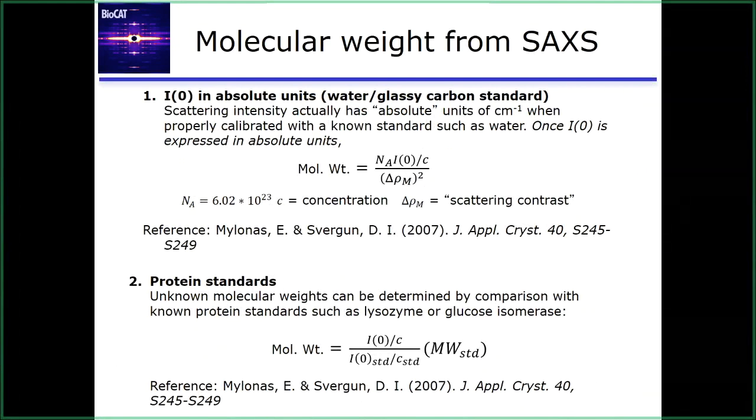The first two that I'm showing here both depend on having an accurately measured concentration. The first one is we can actually calibrate our system, and we do that here at BioCAT, to put the scattering on an absolute scale. If you have the scattering on an absolute scale and you know the concentration of your system, then if you calculate the scattering contrast, which you can do given a sequence, you can, in theory, calculate the absolute molecular weight of your system because you know how many electrons it takes to scatter that many photons. It requires knowing the concentration.